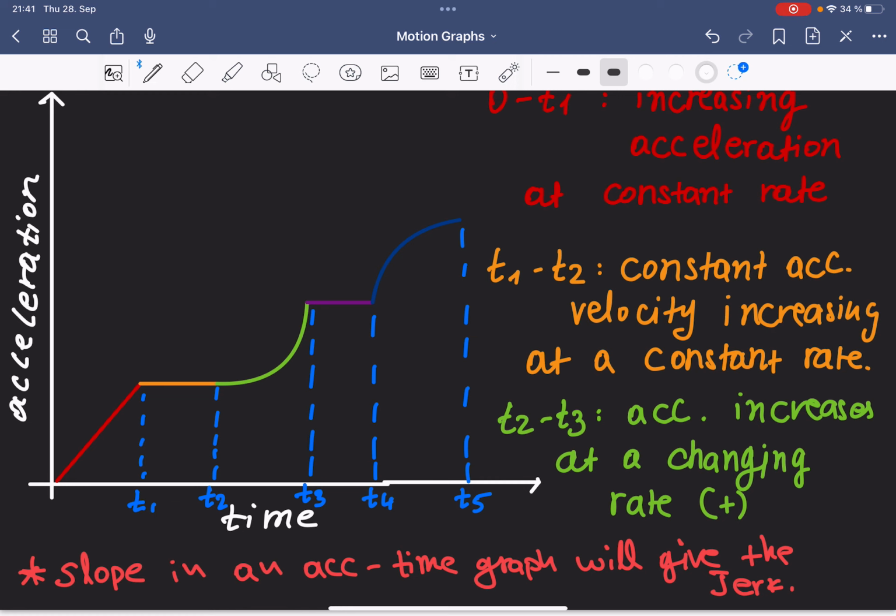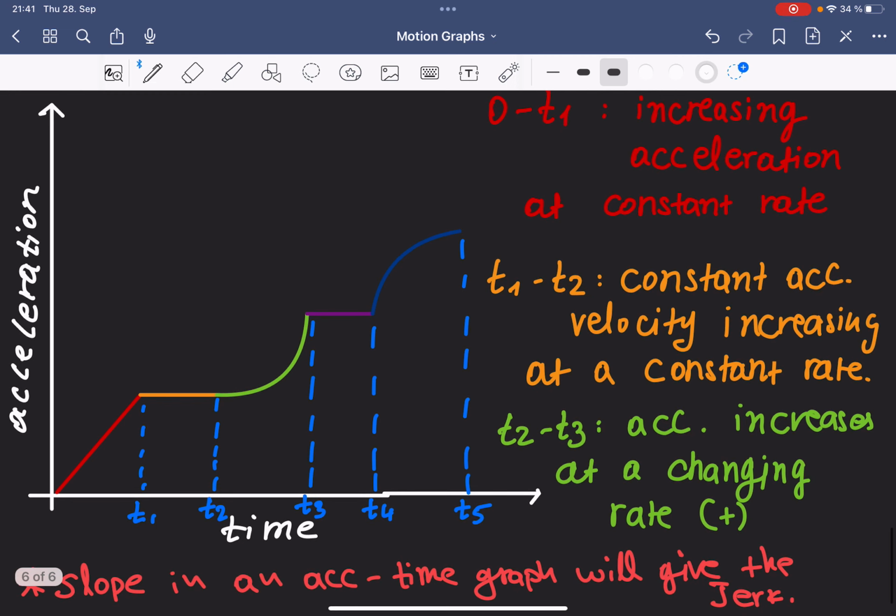So if we look at the red line from 0 to t1, we see that the acceleration is increasing at a steady rate, and that's at a constant rate. Why? Because again, the slope is not changing. It means it increases at a constant rate. From t1 to t2, okay, and that's interesting, you have a constant acceleration. So acceleration is not changing, which means the velocity is increasing at a constant rate, okay?